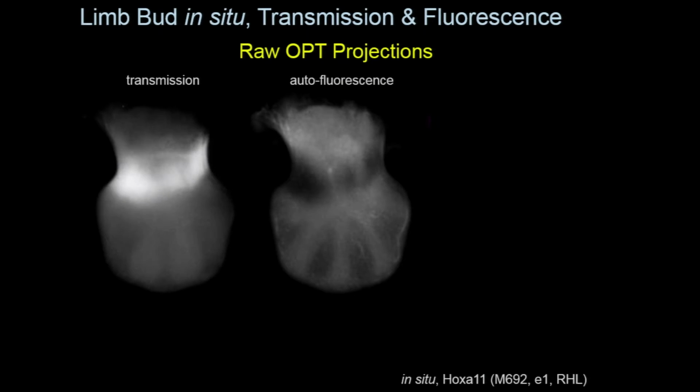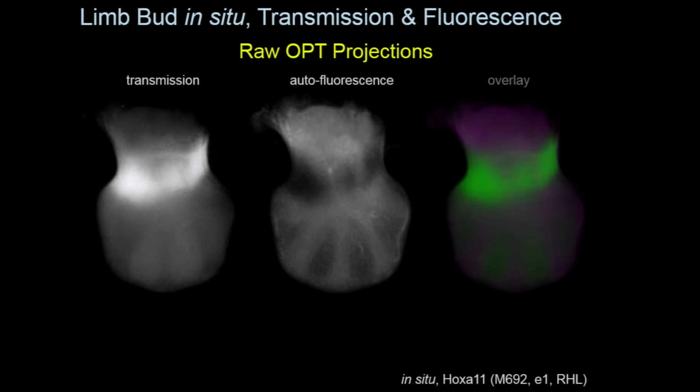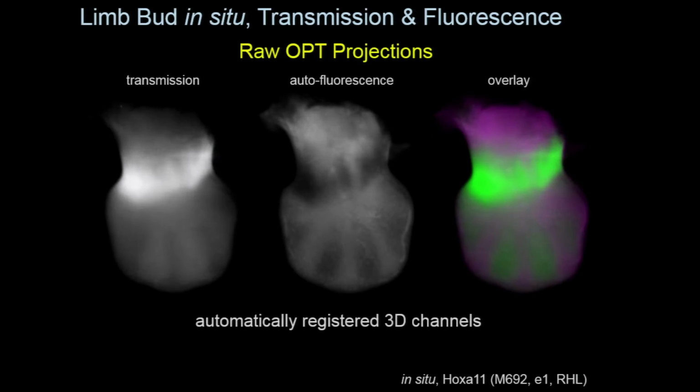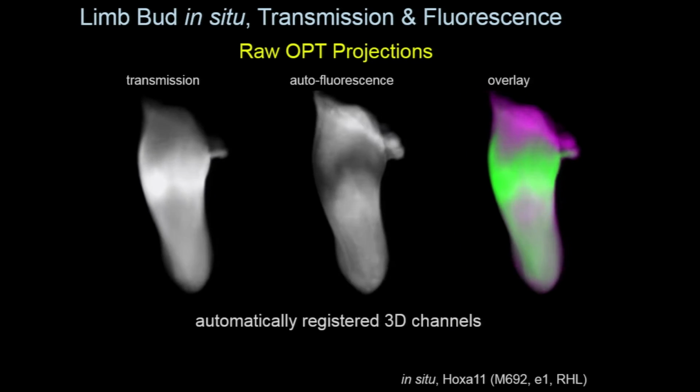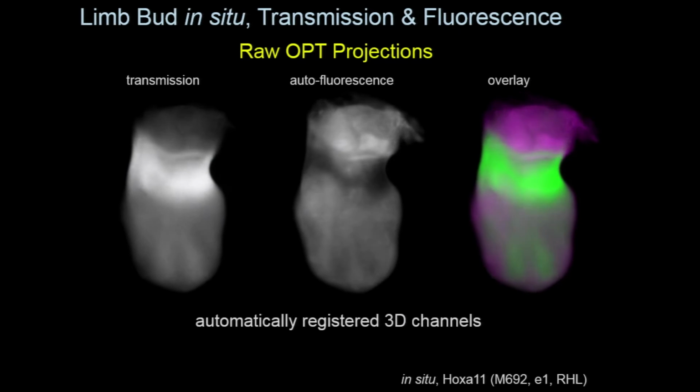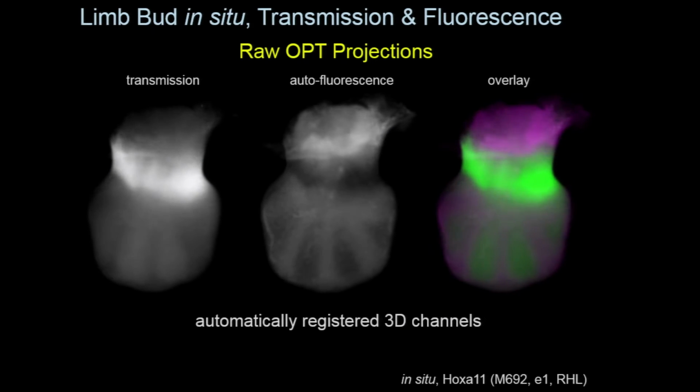Just to invert the contrast again, because it's easier to show things. This is the transmission data. This is the autofluorescence of it, just what shows up in the fluorescence channel. And you can overlay them, so you're getting a nice idea of the registered data, where you can see where the gene is expressed, and you can see the morphology of the limb.